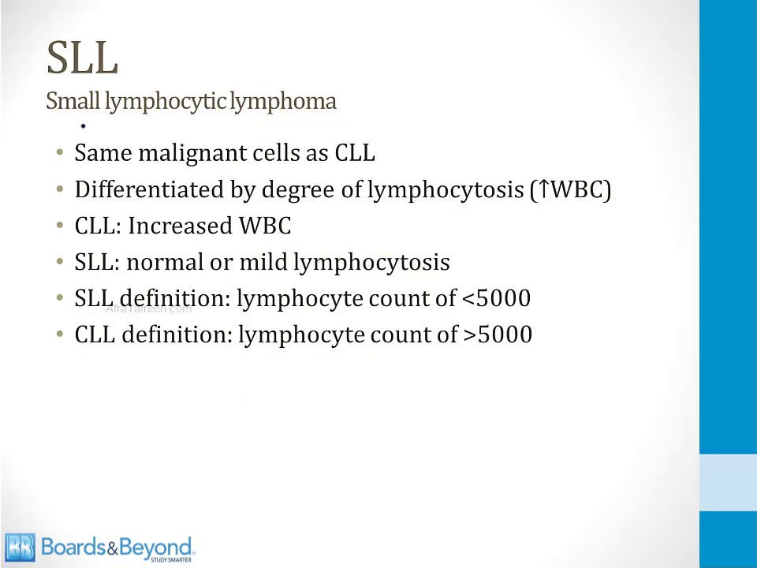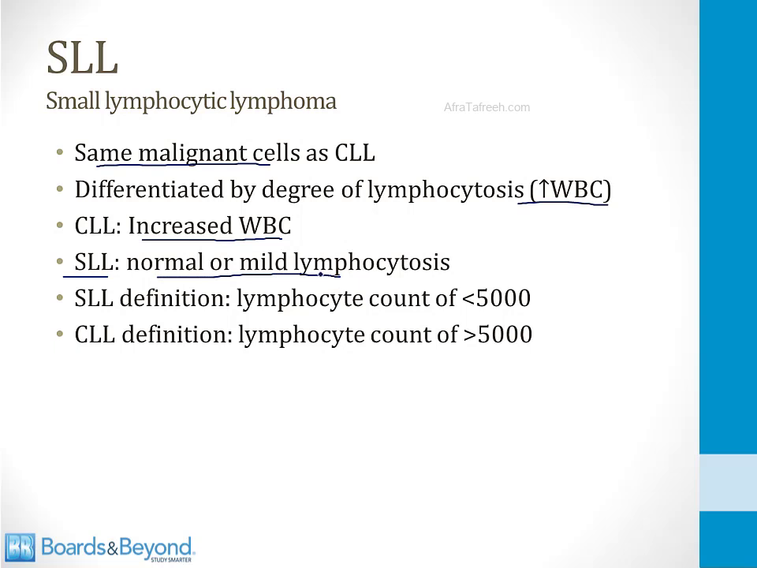I think of CLL as a confused malignancy because it's not sure whether it wants to be a leukemia or a lymphoma. The reason I think of it this way is because CLL is similar to a related lymphoma called small lymphocytic lymphoma. Both CLL and SLL have the same malignant cells. The disorders are differentiated clinically by the degree of lymphocytosis, meaning the degree of elevation of the white cell count. In CLL, it's a leukemia, so you have a high white blood cell count. In SLL, it's a lymphoma, so you will have swollen lymph nodes and a normal or mild lymphocytosis.